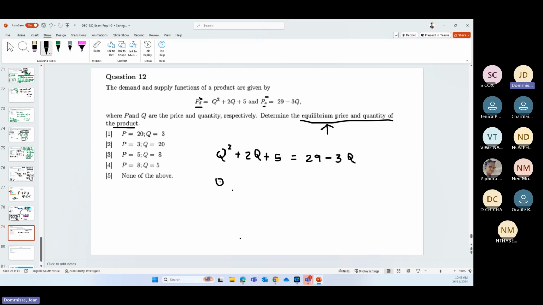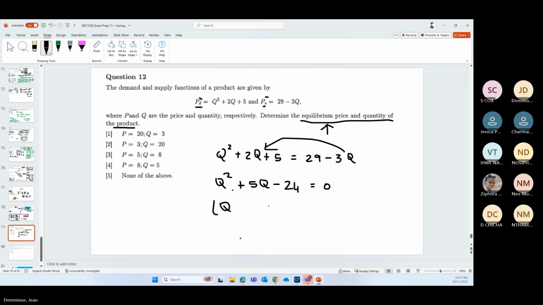Okay, so let's keep the Q to this side. That goes over, so minus 3 becomes plus 3. So we've got plus 5Q. 29 goes over to this side, so that becomes minus. So that's minus 24. Okay, so we're going to have Q and Q. Because that's minus, one must be minus, one must be plus.